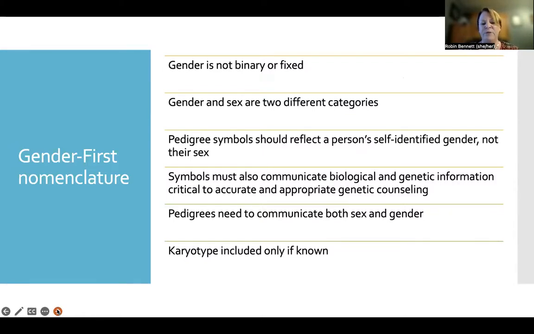The pedigree symbols should reflect a person's self-identified gender, not their sex. Symbols must also communicate biological and genetic information critical to accurate and appropriate genetic assessment and genetic counseling. Pedigrees need to communicate both sex and gender, and we don't put a karyotype unless it's actually been done. So if you have a person who is female, you wouldn't put 46XX underneath their symbol unless you know that they've had a karyotype. Next slide.